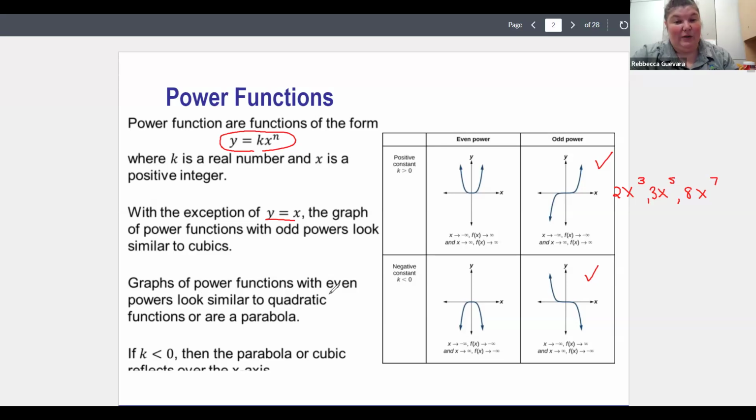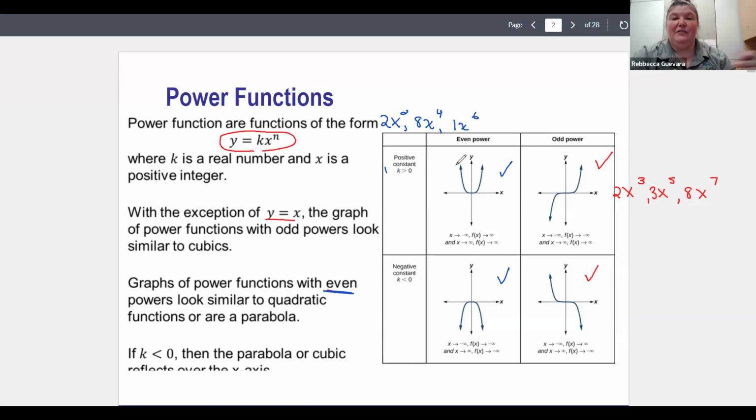If you have even powers, then it's going to look like a quadratic. So it'll look like one of these ones here. This would be an example of x squared, x to the fourth, x to the sixth, etc. And once again, if you have positive coefficients, let's see, 2, 8, 1, doesn't matter as long as it's positive, then it's going to look like this.